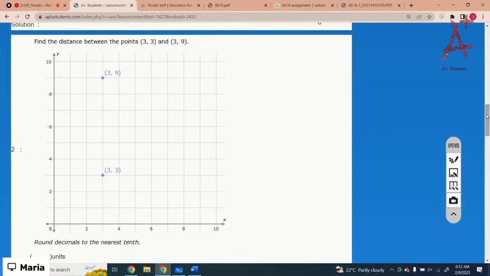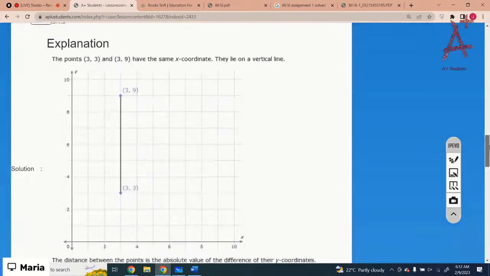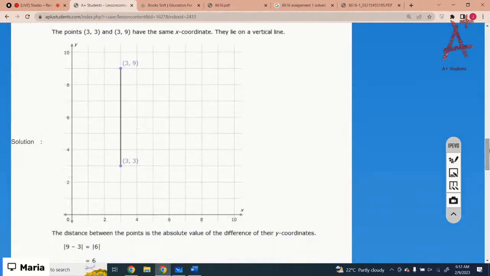Okay, the next one is find the distance between the points (3, 3) and (3, 9). So just look at the points on the graph. The points have the same x component. That means they lie on a vertical line. So the distance between the points is the absolute value of the difference of the y components. 9 minus 3 is 6. That means the distance between both points is 6 units.